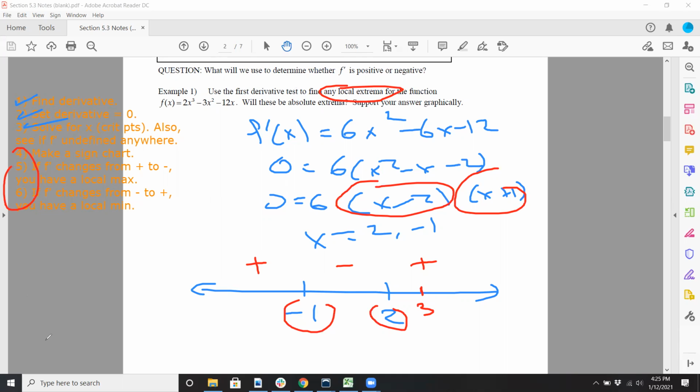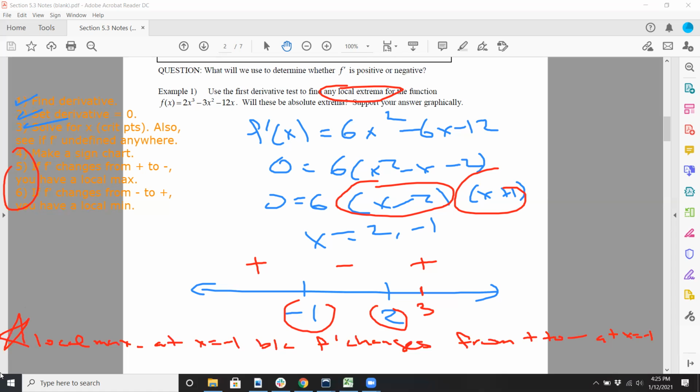So the way you're going to write it, and you want to write it in a formal manner, you're going to say there's a local max at x equals negative 1 because f prime changes from positive to negative at x equals negative 1. And this is the AP style. This is very formal. You have to write it this way.